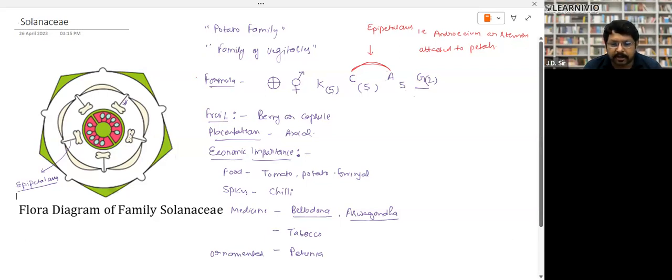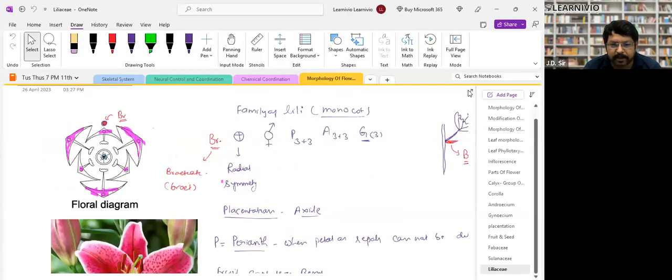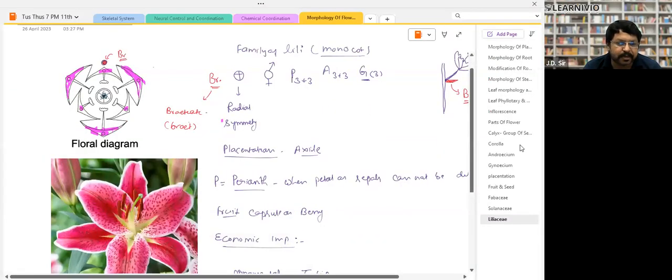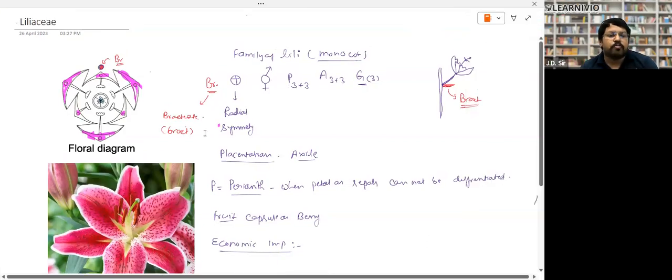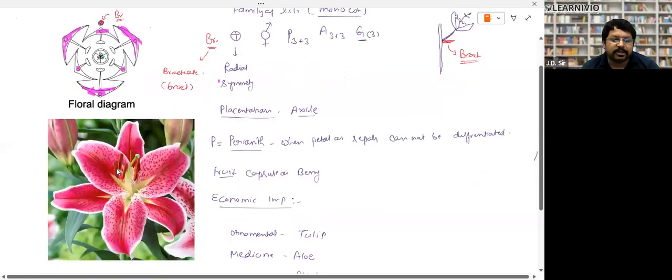Now, the last but not the least from this chapter, which was a very big chapter. This family belongs to monocot. This is Liliaceae. This is a monocot family. It is called the family of lily because of the beautiful lily flower. You must have seen this flower. You must have gifted this flower to someone. So this flower belongs to this family. Right?